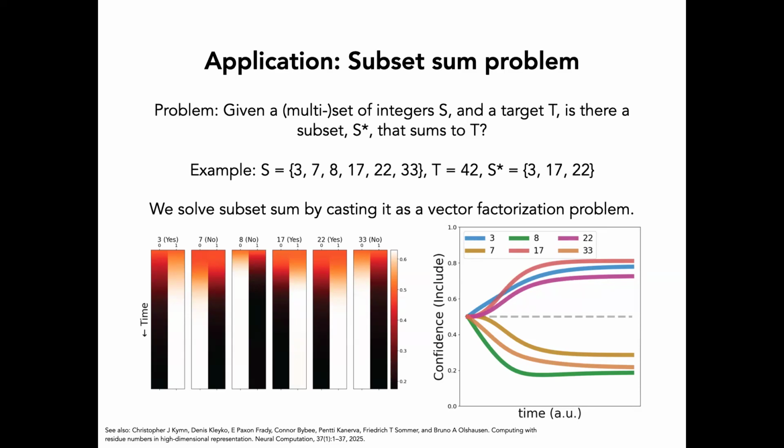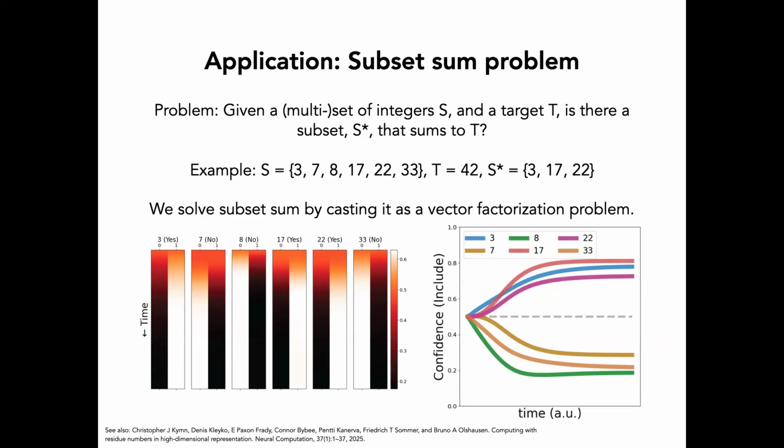And the intuition for why it is NP hard is that the whole power set of S, which is exponential in the size of S, is a possible candidate for the solution to sum. So it's NP hard under mild conditions, such as when you have integers that are all non-negative, for example. We can solve this subset sum by casting it as a vector factorization problem.